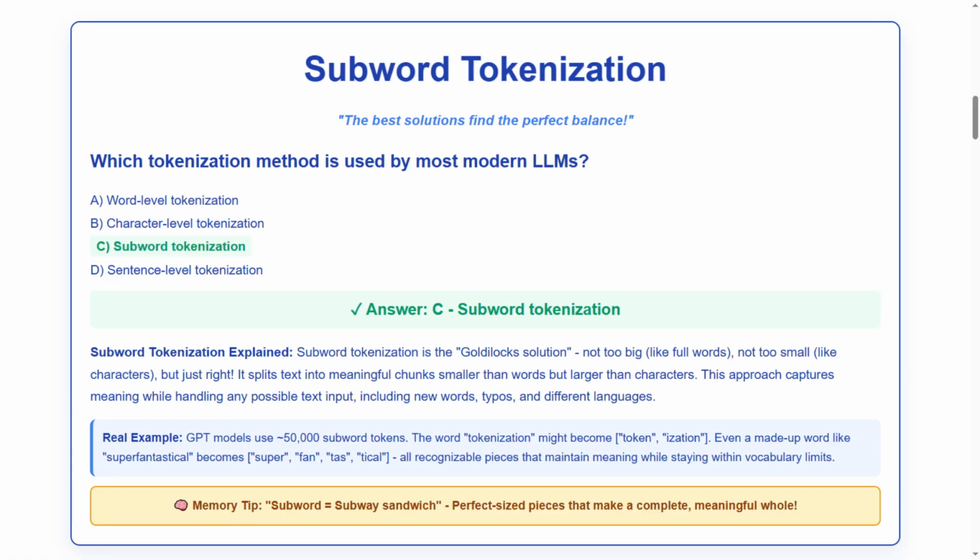Which tokenization method is used by most modern LLMs? A. Word-level tokenization. B. Character-level tokenization. C. Subword tokenization. D. Sentence-level tokenization. The correct answer is C.